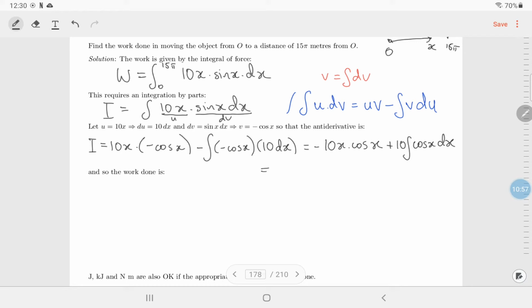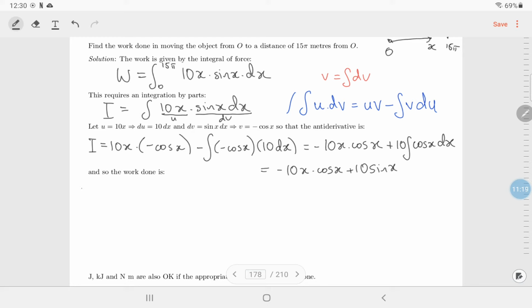So the integration by parts doesn't do it completely. You do it in parts. So that's the first part done. The second part is to calculate the antiderivative cos x dx. But that's simple because the antiderivative of cos x is just in the tables. It's sine x. So you get minus 10x cos x plus 10 sine x. So that is the antiderivative of 10x sine x.